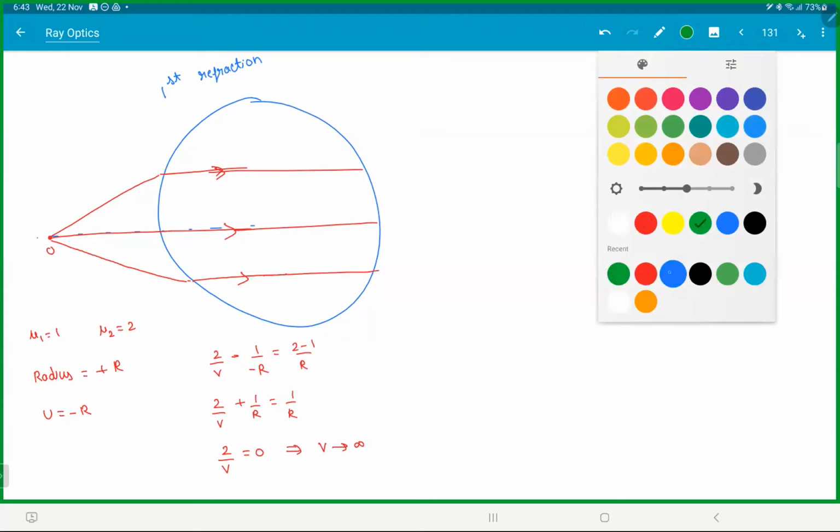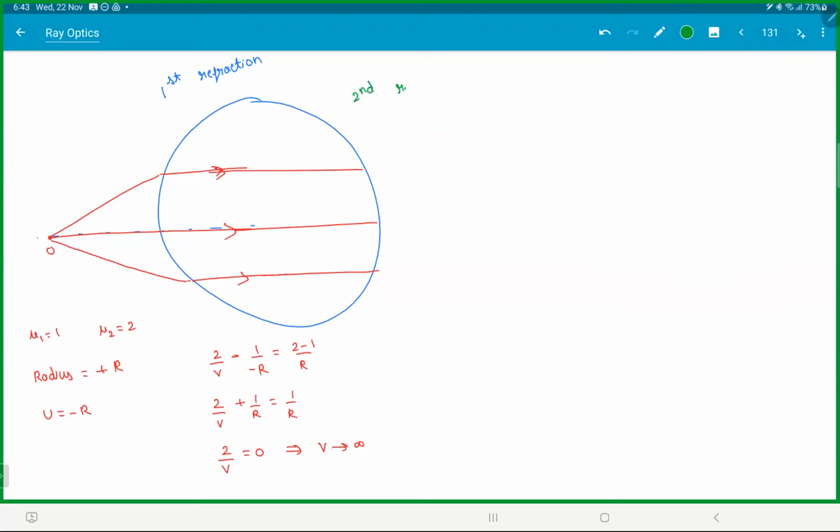Then we have second refraction. Now for the second refraction, mu1 is 2. The incident medium is, these are the incident light rays. Mu2 is 1. Radius of curvature is minus R. U is infinity. So apply in the formula: mu2 by V minus mu1 by U, 1 by V minus 2 by infinity is equal to (1 minus 2) by minus R. This is anyway 0. So we get 1 by V is equal to 1 by R. So V is equal to R.